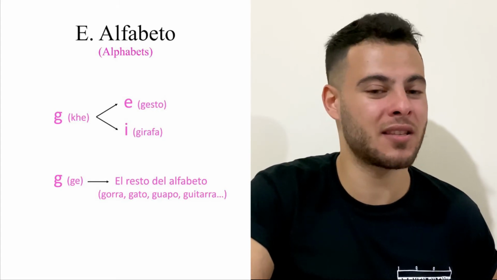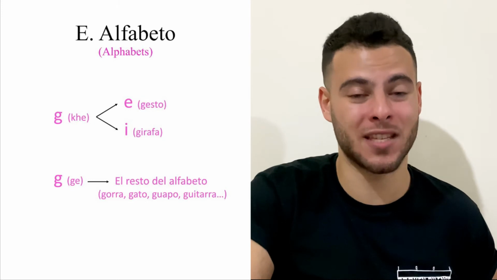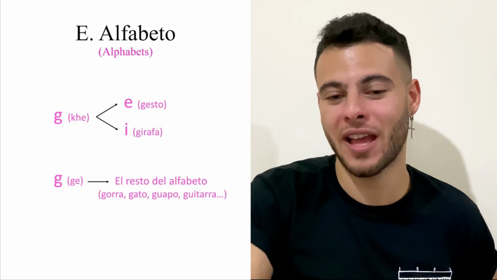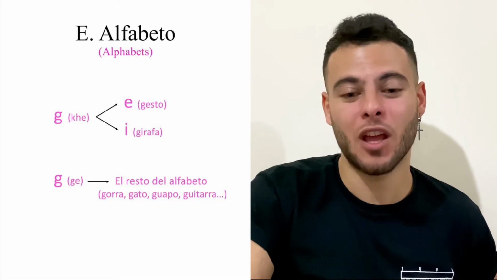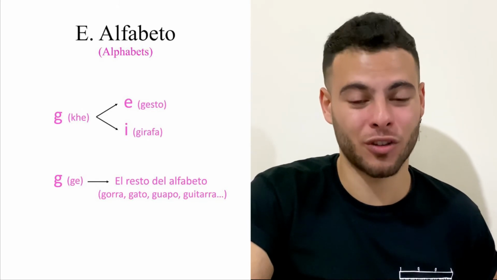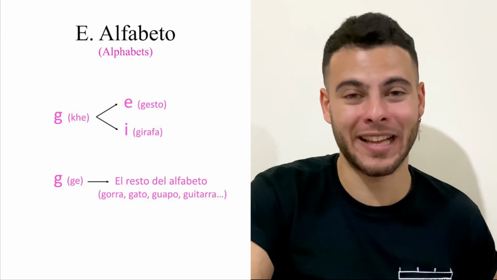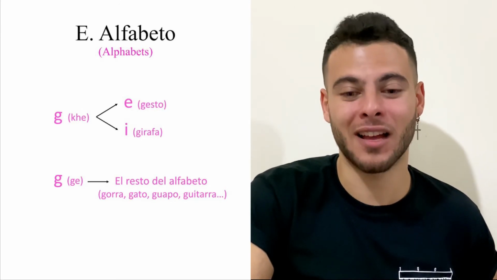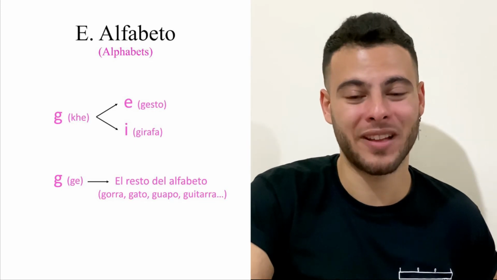So let's take this example. Gesto, jirafa. Gesto, jirafa. Gorra, gato, guapo, guitarra. Let's go again. Gorra, gato, guapo, guitarra.